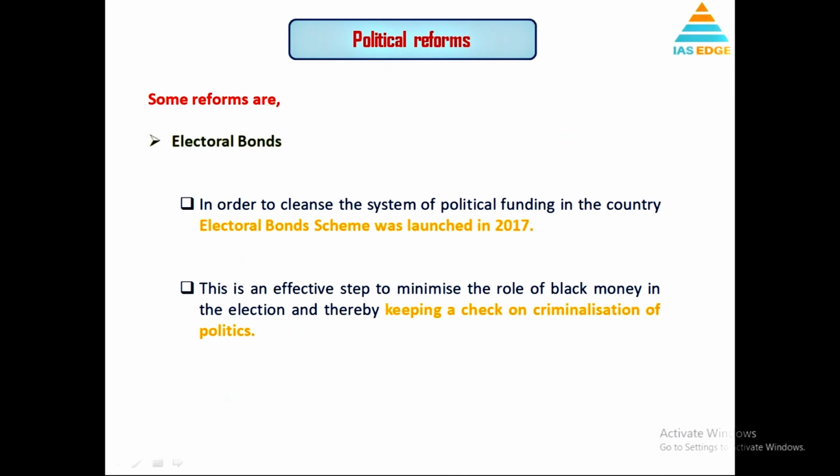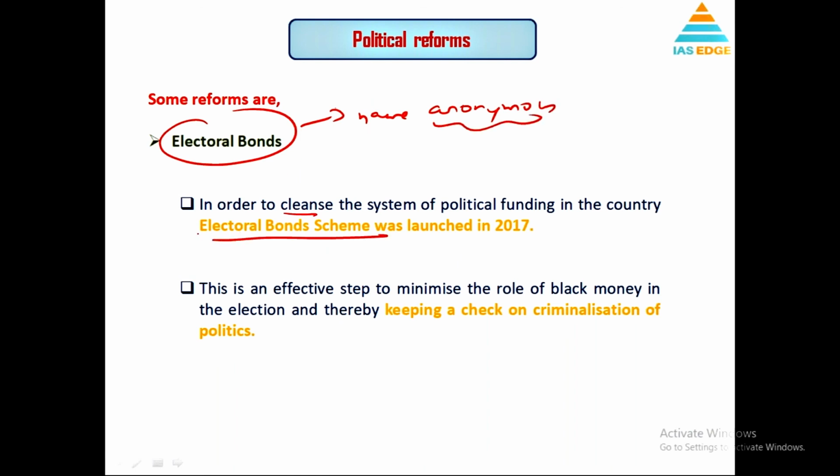Electoral bonds were brought in. Electoral bonds ensured that clean money enters, though it's another thing that the name is not mentioned. One problem is this: the name is not mentioned, so anonymity is there. The electoral bond जो देता है वो उसका नाम नहीं आता है. But electoral bonds ensure that clean money will come into the system, effective to minimize the role of black money in elections, thereby keeping a check on the criminalization of politics. Again, electoral bonds भी अपने कुछ उनके problems हैं.